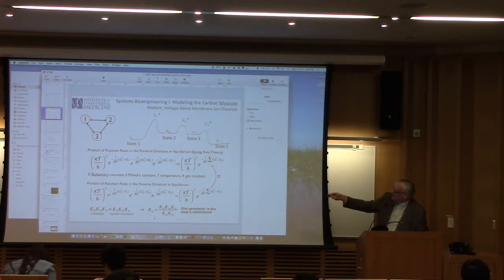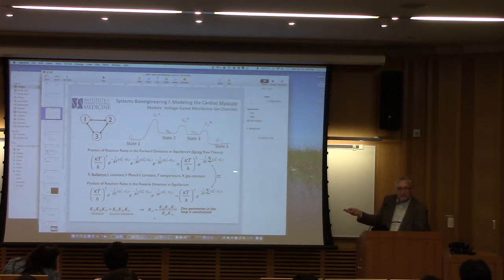And so the transition rate from state 1 to 2 is given by KT over H times this term, state 2 to state 3 is given by this term, state 3 back to state 1 is given by this term. If we form that product, this is the expression that we get. So let's just hold this thought for a moment and do the same calculation, but this time going in a different direction around, not the clockwise direction, the counterclockwise direction.